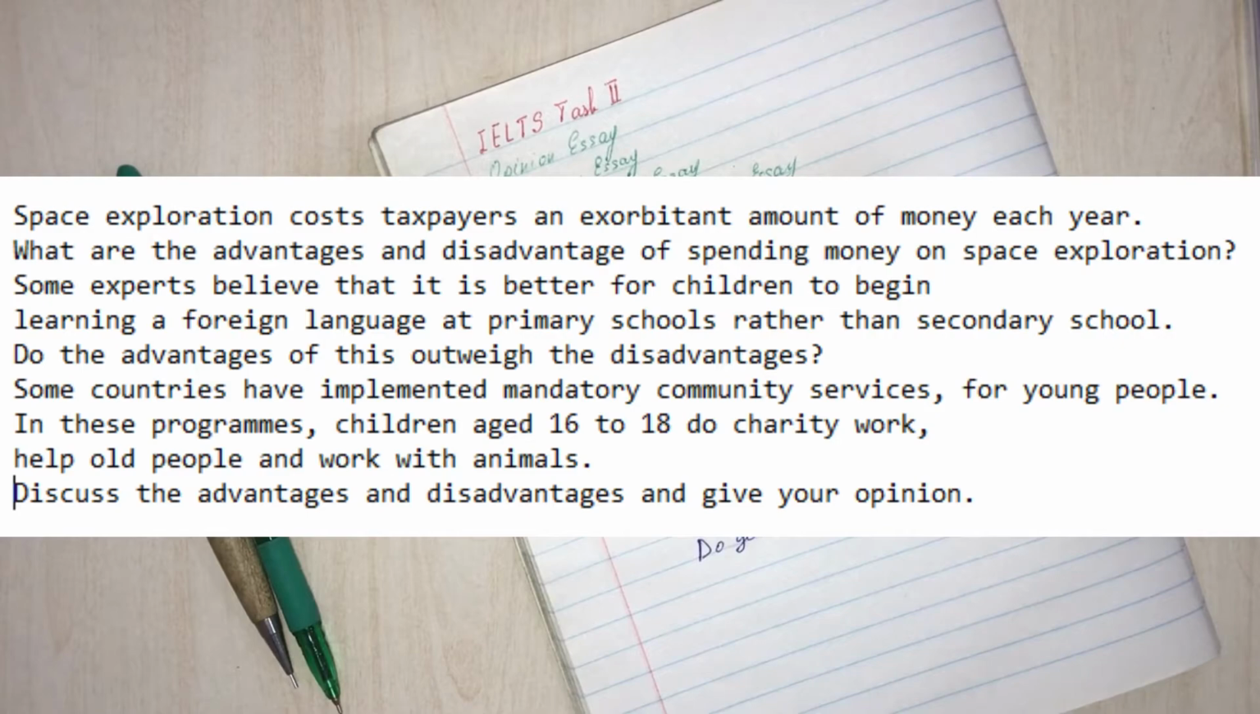Or another one can be, some experts believe that it's better for children to begin learning a foreign language at primary school rather than secondary school. Do the advantages of this outweigh disadvantages? Or another one can be, some countries have implemented mandatory community service for young people. In these programs, children aged 16 to 18 do charity work, help older people, and work with animals. Discuss advantages and disadvantages and give your own opinion.